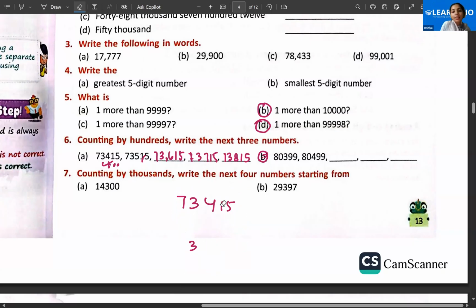Now, in the seventh part, they are asking you the same question, but they are saying counting by thousands. Write the next four numbers starting from this. So they have given you the first number. Now they're saying counting by thousands. That means you'll have to add 1,000 to it. Okay. So if I have 14,300 and if I add 1,000 to it, how much will I get?